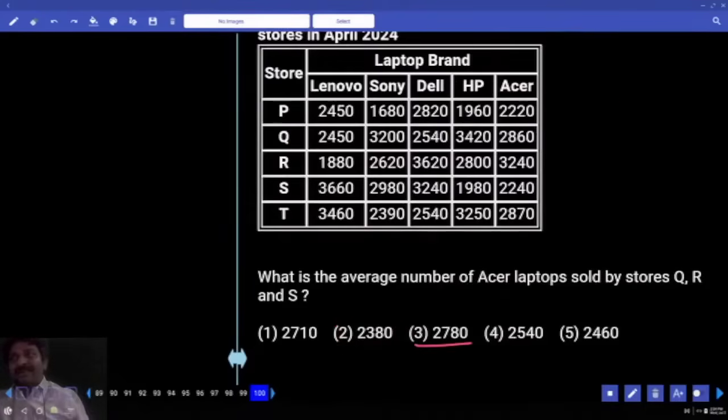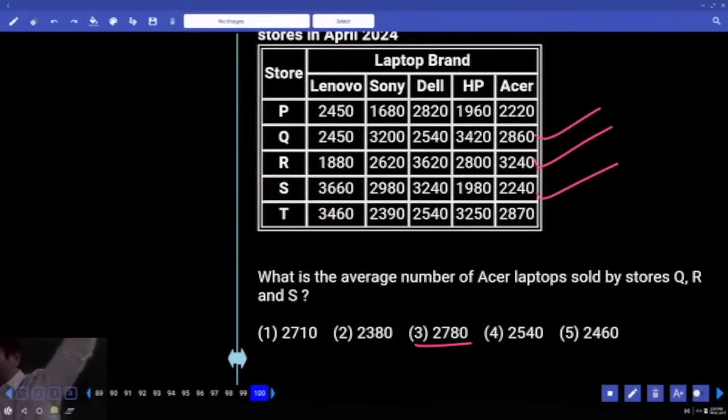If it is 2,780, approximately 100 difference, approximately 500 difference. Approximately 500 more in the second number, 500 less in the other number. Cancel. Extra 100. Because of 100, the number will be close to this number only.